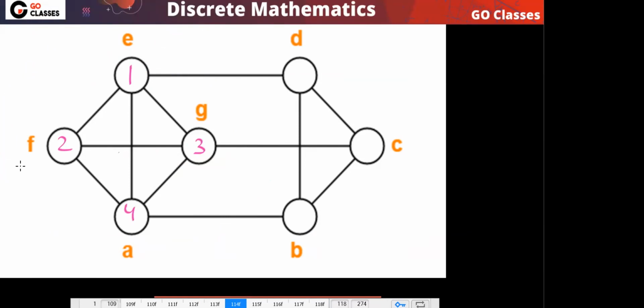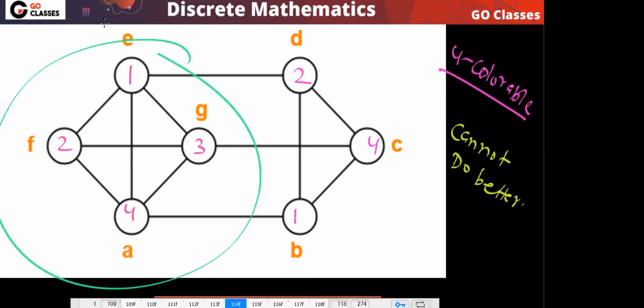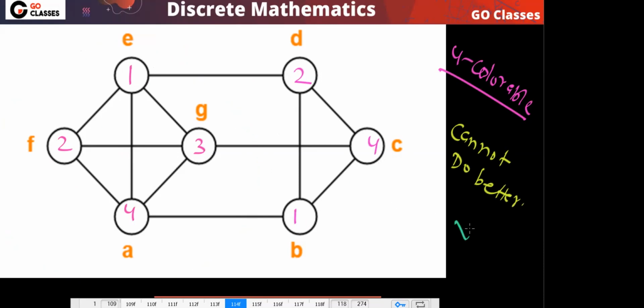1, 2, 3, 4. Now reuse. I can reuse color number 2, now reuse color number 1, now reuse color number 4. So finally, I got 4 colorable. Can I guarantee? Can I do better? Cannot do better. So finally, the chromatic number will be 4.